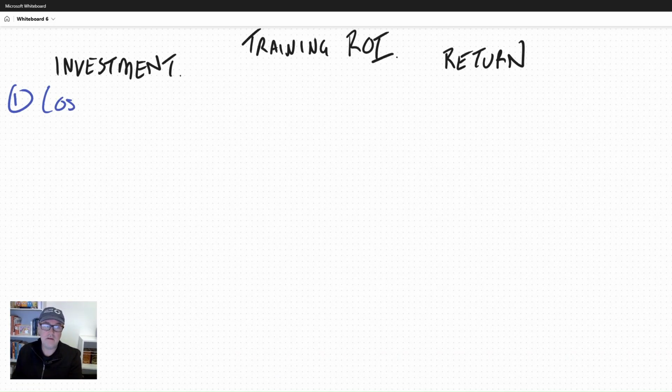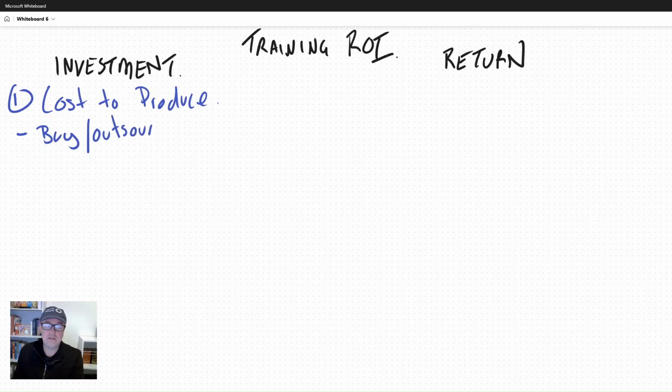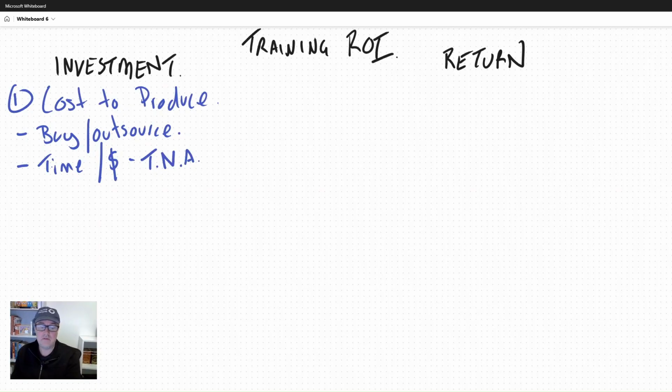The first one being the cost to produce the training. If you buy direct from someone, a training program, or outsource, then that's more likely a fixed, definable cost, although there are still some other costs involved which relate more to time and money, because regardless of whether you're building it yourself or buying, I hope you're doing some form of training needs analysis, and there's time and investment involved in that.